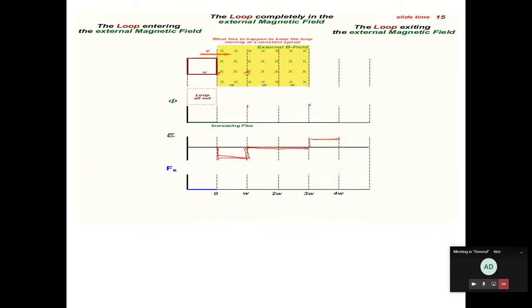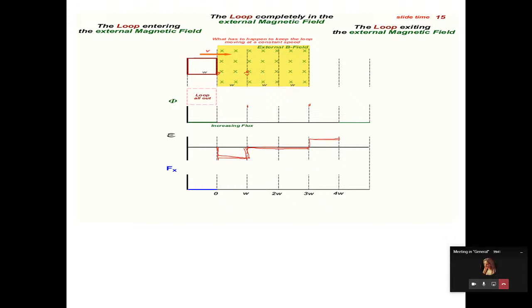Again from this point, the loop is coming out. When the loop is coming out from the magnetic field, again there develops EMF, but in the opposite direction. Initially, EMF was negative, minus BLV. From here to here, no EMF, and from this point to this point, again EMF is there. That you have to remember.